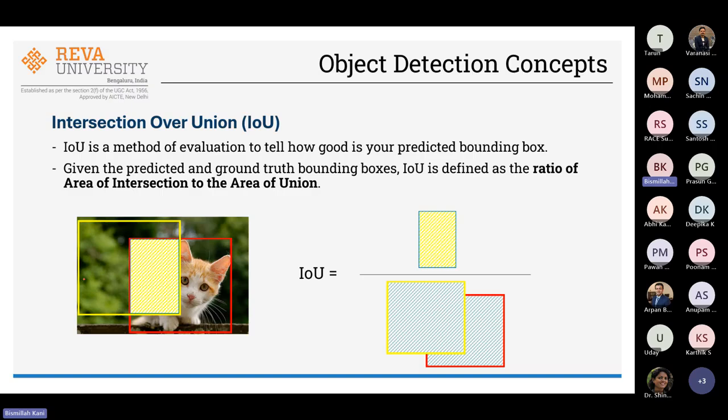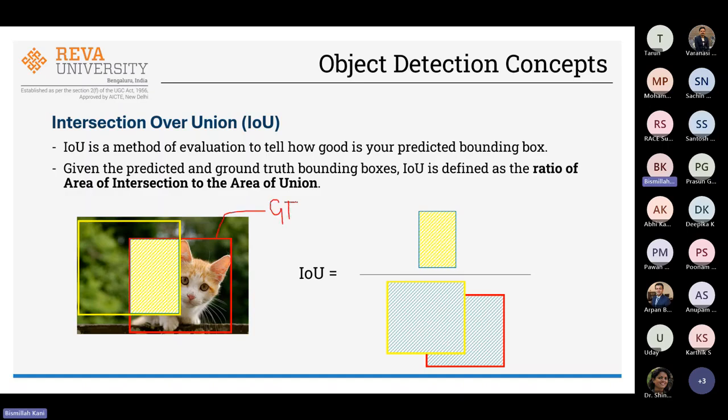So if it is 0, then it is not a match. Let's say this IOU is less than 0.5, then this is a false positive. This question shows this image. If we see that there is only one cat, that can come in one bounding box. This is actually the ground truth.